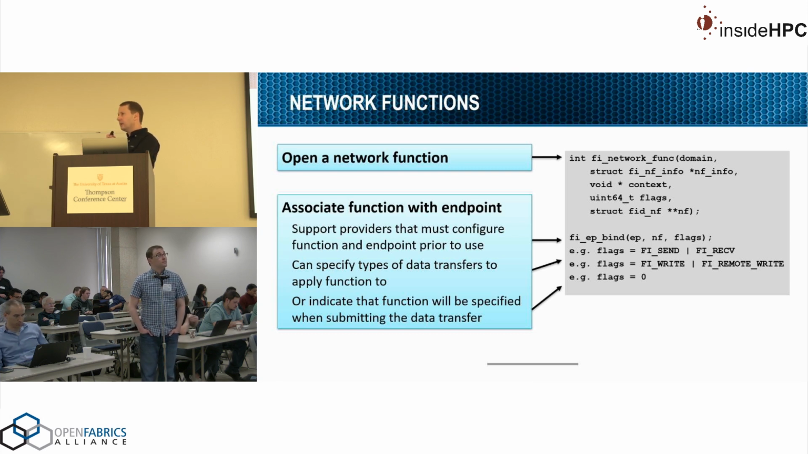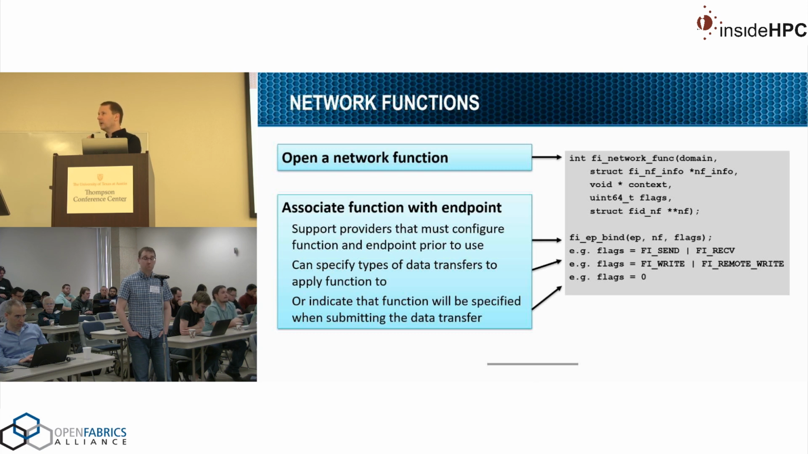So I'm showing an endpoint bind, but the bind operation itself is generic. It can take any two objects. So you could easily reuse the same thing and say bind a network function to a memory region or a network function to a domain, right? So the API is flexible enough that we can support that. I only listed the endpoint here, but we could do bindings to memory regions if needed.